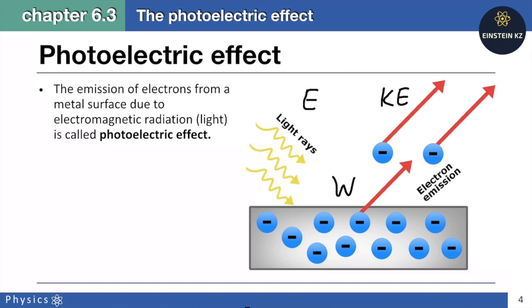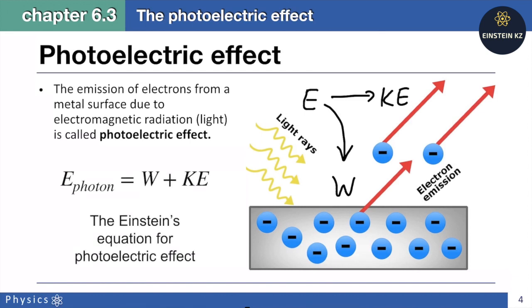So it means that by the law of conservation of energy, the energy of the light is divided into two. Everything that I've said can be formulated in the following equation, which is called Einstein's equation for the photoelectric effect. Here E photon is the energy of the photon, this one is the work function, and this one is the kinetic energy of the electrons, or photoelectrons.